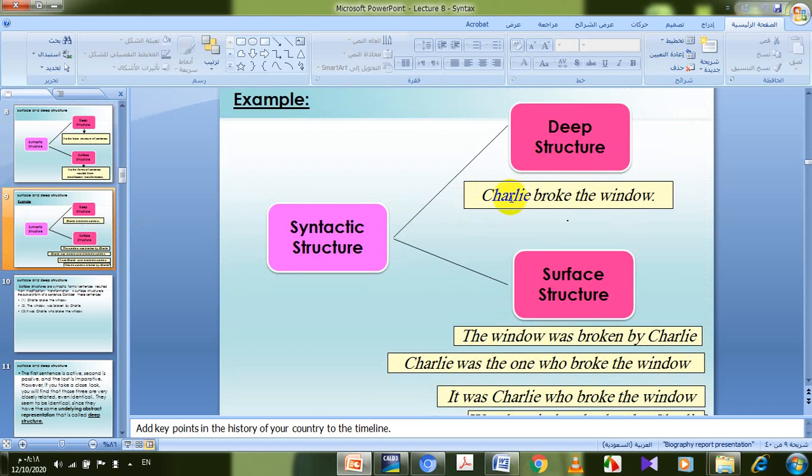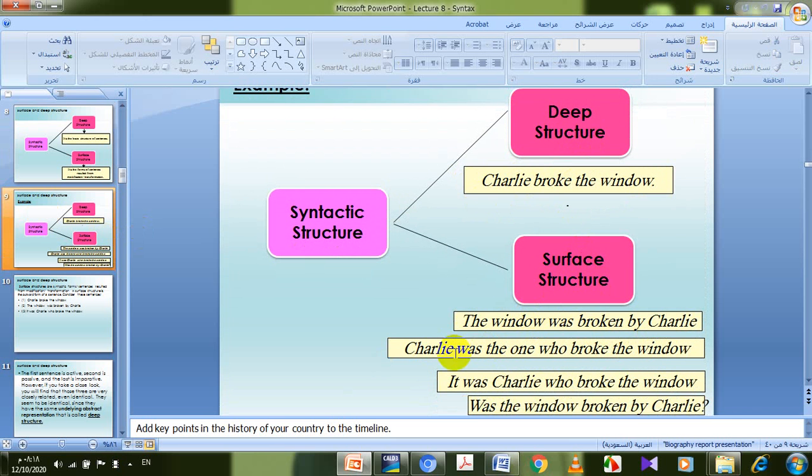Like what? Like this sentence, Charlie broke the window. This is the deep structure. But what about surface structures? The window was broken by Charlie. Charlie was the one who broke the window. It was Charlie who broke the window.